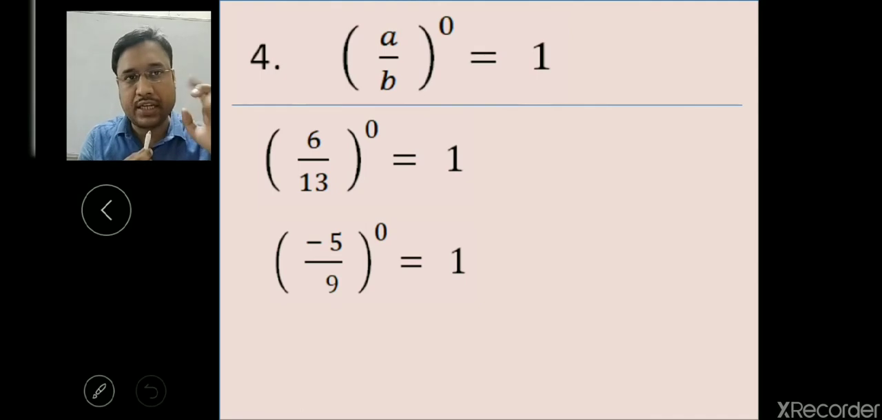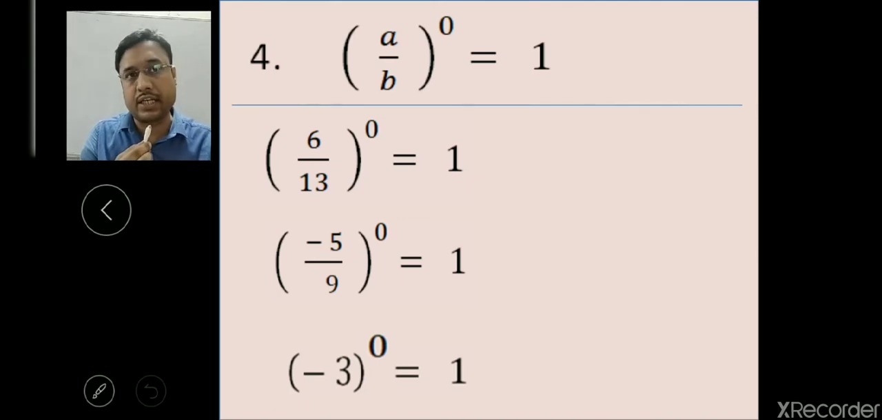Here I have taken the number negative, minus 5 by 9. If the number is negative, the same rule works here: minus 5 by 9 to the power 0 is 1. Next, minus 3, the number is negative, minus 3 to the power 0, the result is 1 only. That means any integer, positive or negative, if you take power 0, then the result is equal to 1.